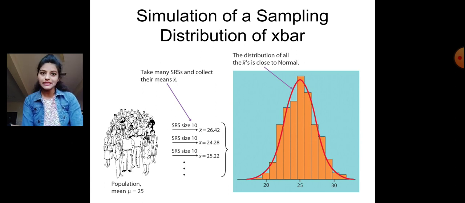As you can see in this data, for the first 10 people it is 26.42, for the next 24.28, and for the next it is 25.22. In this we have to note one thing: the sampling distribution will be normal. When we have taken the samples, calculated the means and plotted the graph, this will be termed a normal sampling distribution.